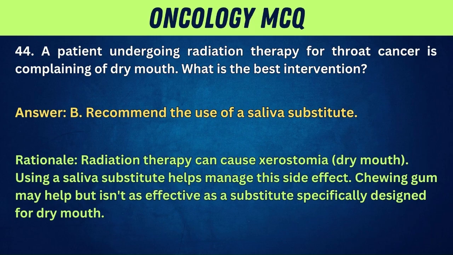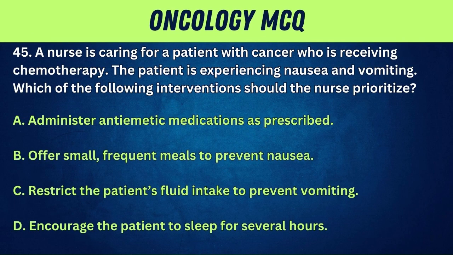Rationale: Radiation therapy can cause xerostomia, dry mouth. Using a saliva substitute helps manage this side effect. Chewing gum may help but isn't as effective as a substitute specifically designed for dry mouth. 45. A nurse is caring for a patient with cancer who is receiving chemotherapy. The patient is experiencing nausea and vomiting. Which of the following interventions should the nurse prioritize?